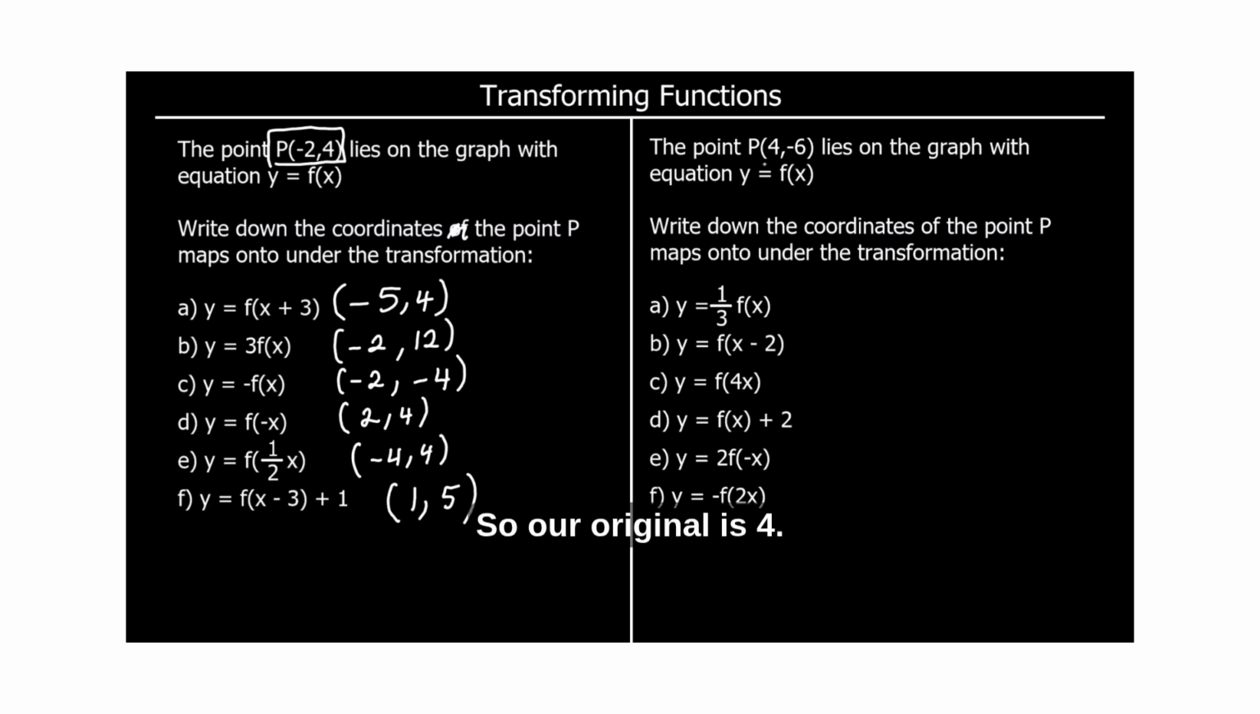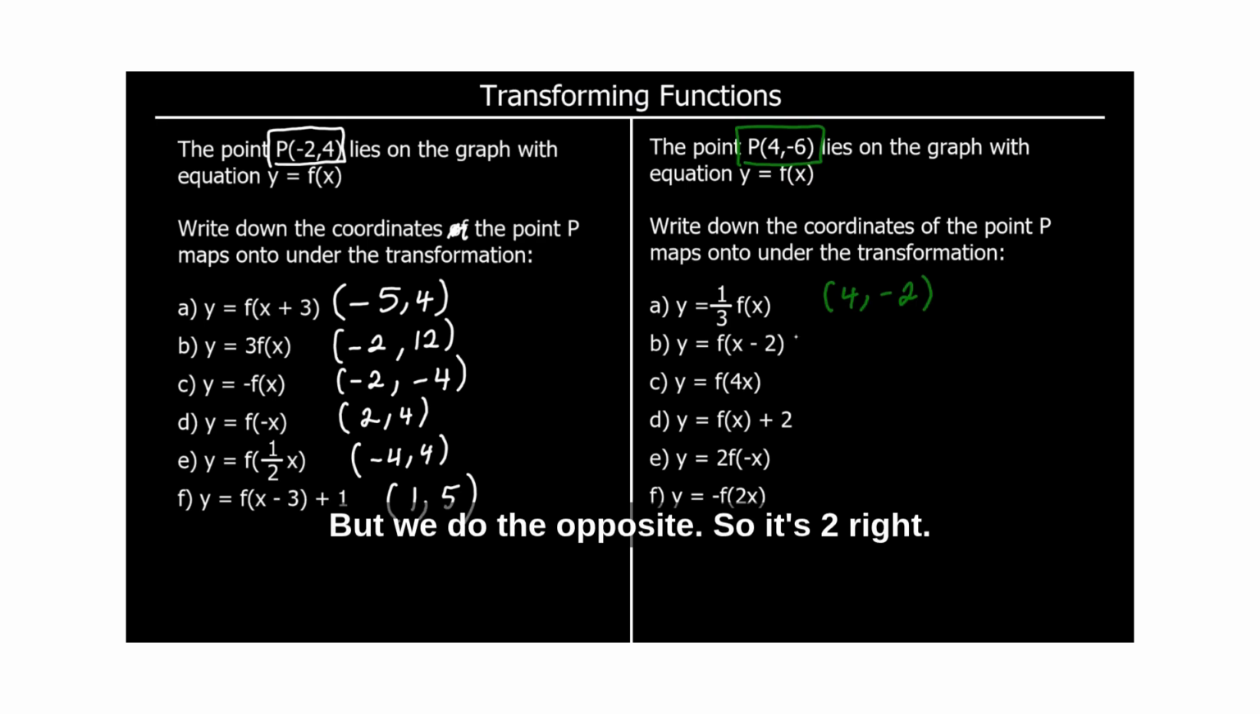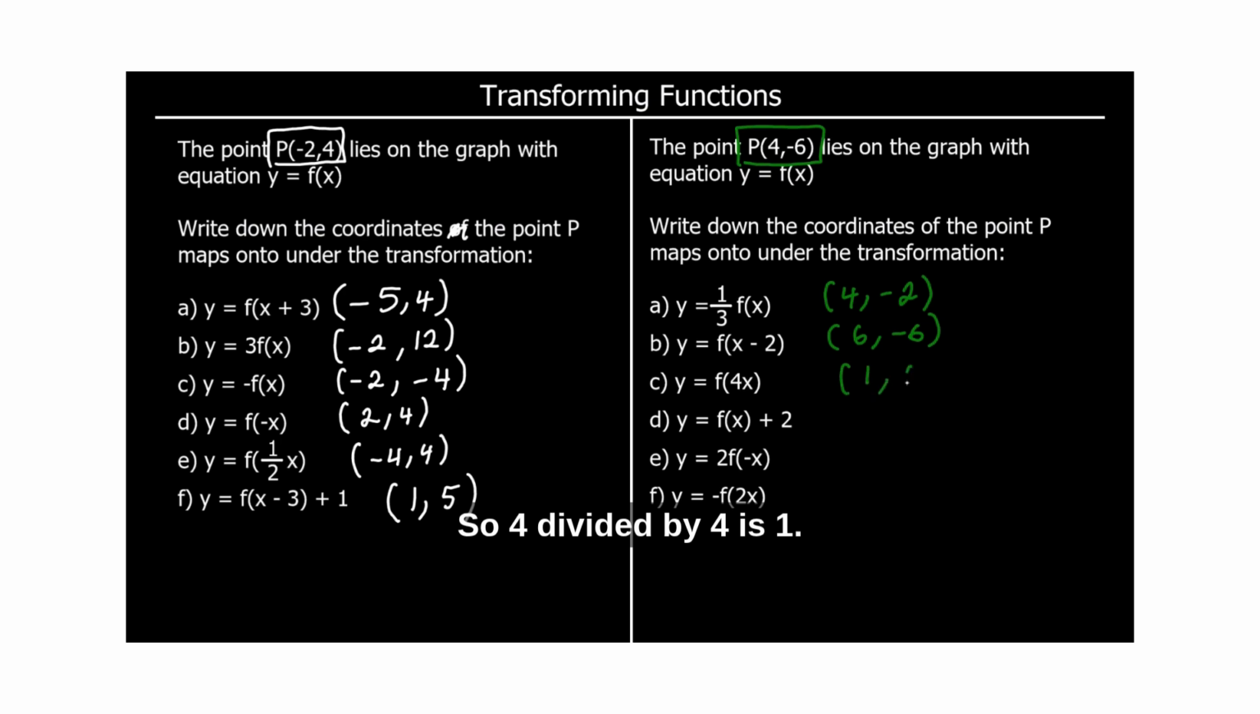So our original is 4, negative 6 this time. The first one, it's a change to the y, and it's a divide by 3, a third. So x stays the same, divide the y by 3. The second one, inside the bracket, changes the x. It says minus 2, but we do the opposite, so it's 2 right. So 6, negative 6. f of 4x, inside the bracket, changes the x. We don't times by 4, we divide by 4. So 4 divided by 4 is 1. And the y stays the same.